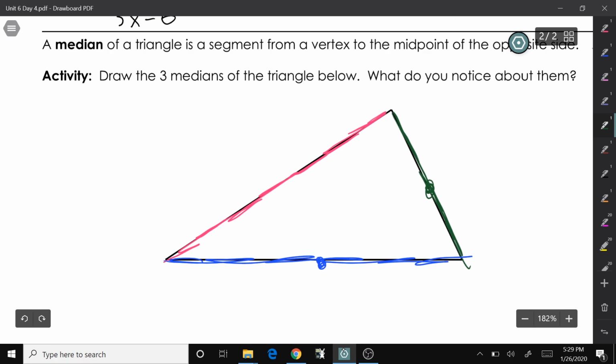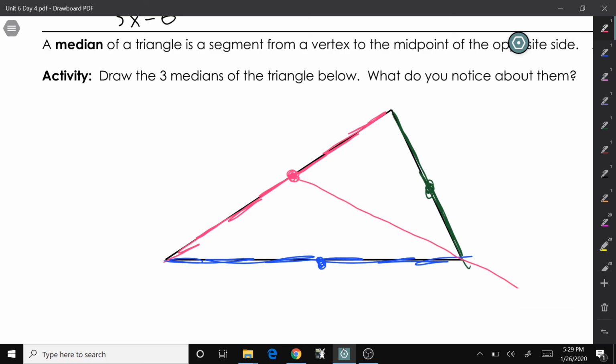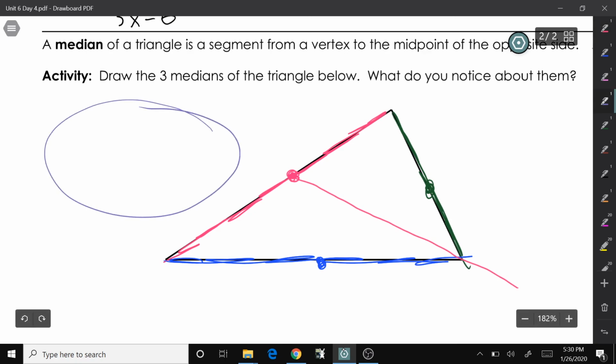And then you're going to draw a line from the midpoint to the opposite vertex. So I would draw a line like this. And you're going to do that for the other two as well. You're going to write right over here what you notice about those 3 lines, anything you notice. And then you will share that tomorrow with me.